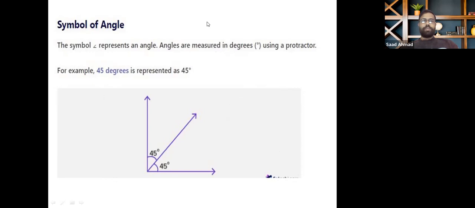So let's say this one is 45 degrees. It means this one covers 45 parts. If there are 360 parts of the circle, this one is 45 parts of that.